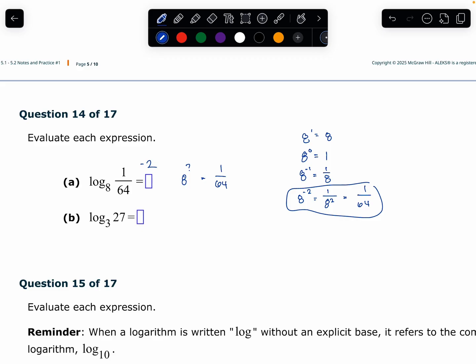All right, I got log base 3 of 27. So let's say 3 to some power must equal 27. Let's write out some powers. So I know that my power has to be increasing. I know 3 to the first power is 3. I know that 3 squared is equal to 9. And 3 to the third is equal to 27. There we go. So this has to be equal to 3, the exponent right there.